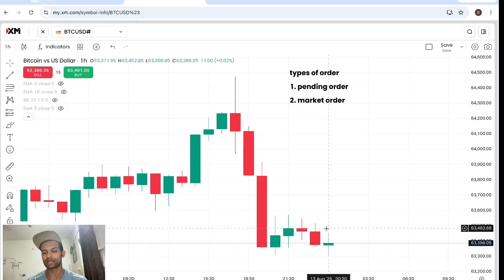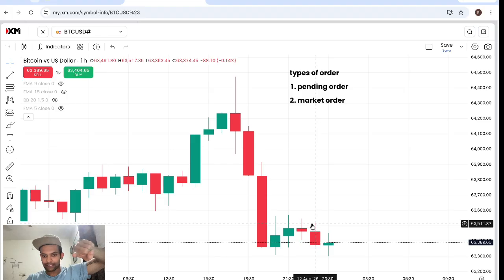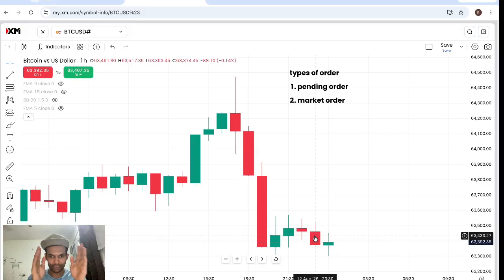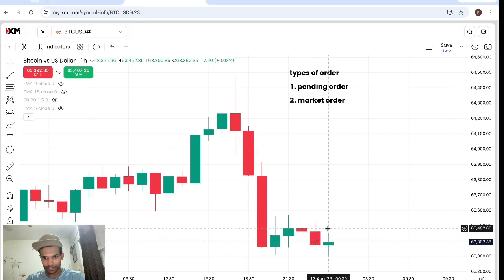Then this one, the 11:30 candle, is a closed candle. So 11:30 to 12:30 is this candle. The 12:30 candle has formed, and at 1:30 it will close. In 5 minutes it's going to be 1:30 and this candle will close.